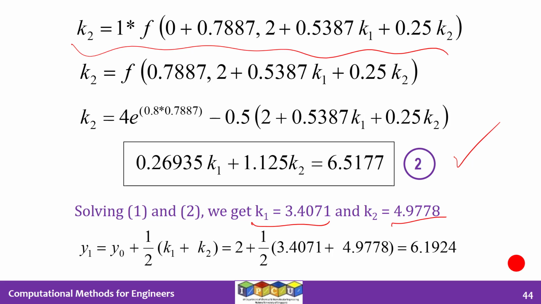Then we take it to the expression for y1 and substitute the values, and we get 6.1924. So the value of y at x is equal to 1 is going to be 6.1924 using h is equal to 1. So this is how you apply implicit RK schemes to solve initial value problems.